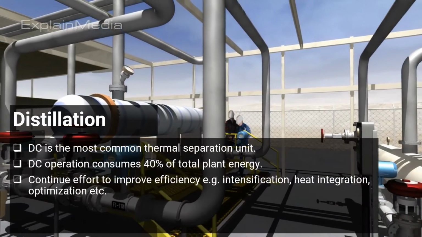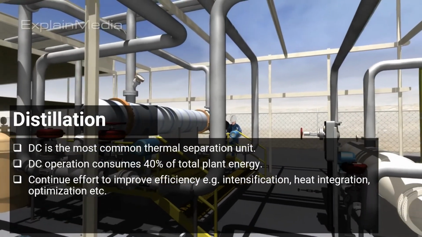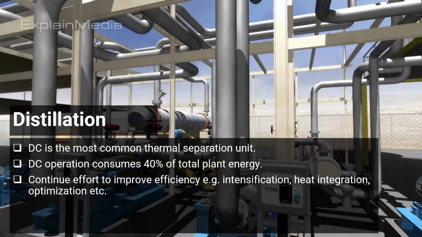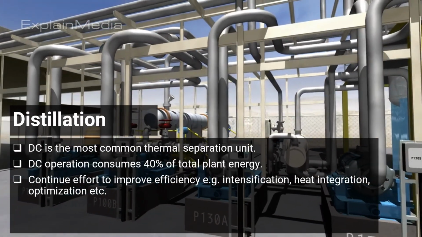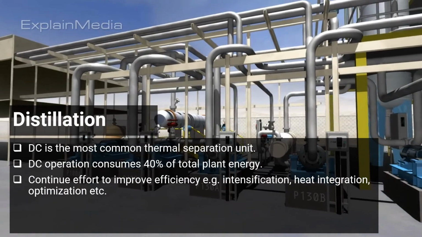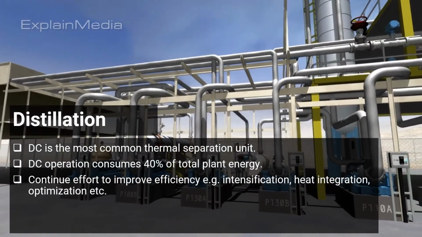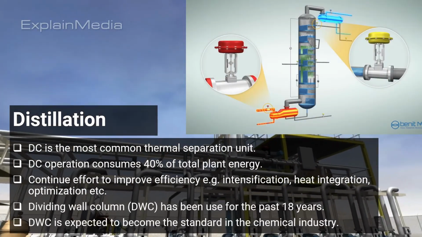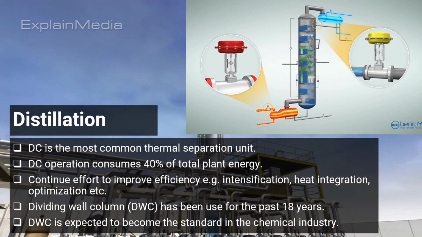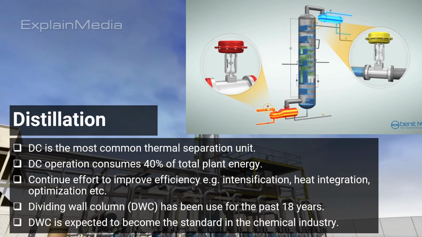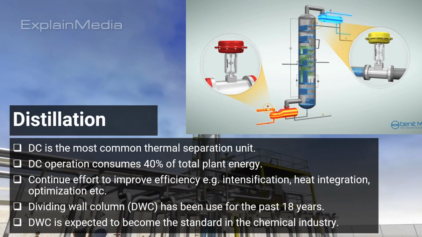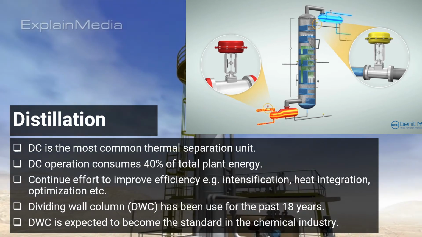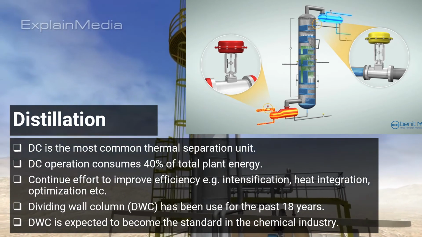Distillation column is the most common thermal separation unit in chemical industries. It is commonly known that distillations consume 40% of the total plant energy. Although it existed thousands of years ago, researchers today are still motivated to develop and improve the efficiency of distillation processes through various approaches including intensification, heat integration, optimization, etc. Dividing wall column or DWC is a form of intensified distillation column and has been used for the past 18 years. DWC has an advantage for separating multi-component mixtures with reduced cost and energy consumption. It is expected that in the next decades DWC will become the standard in the chemical industry.